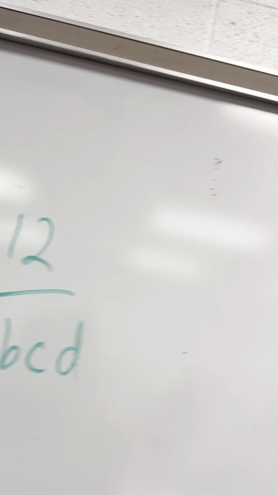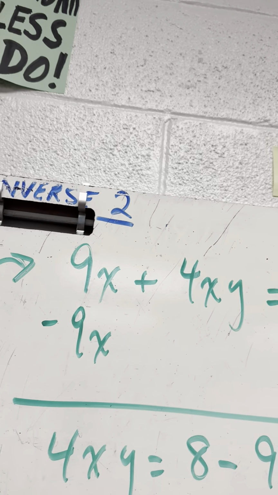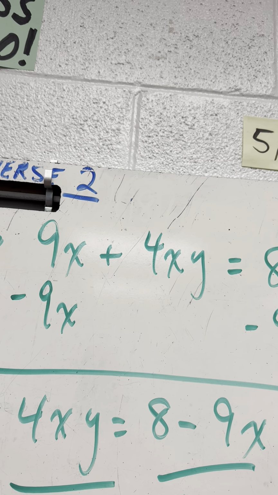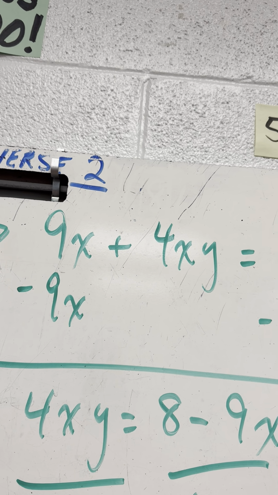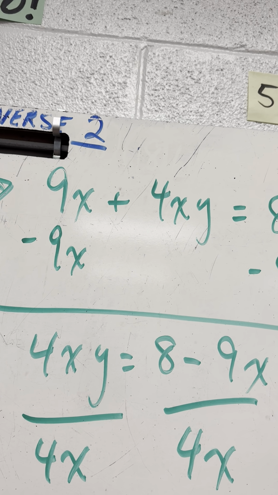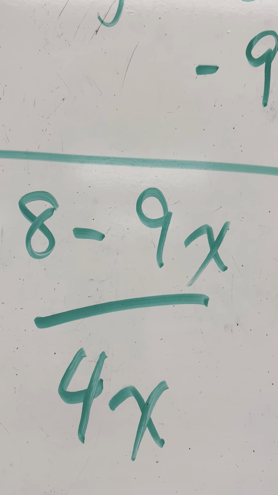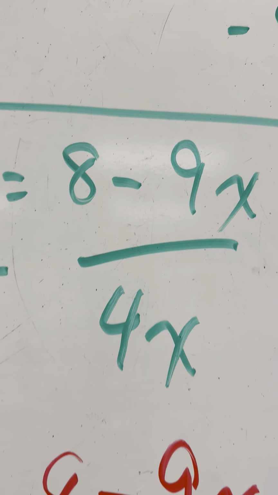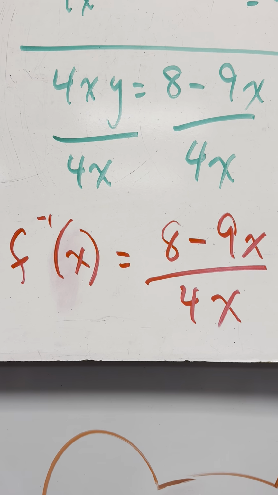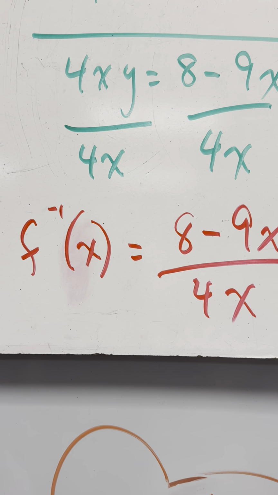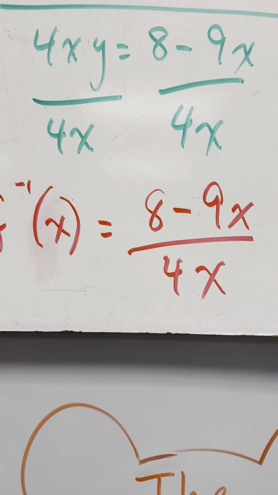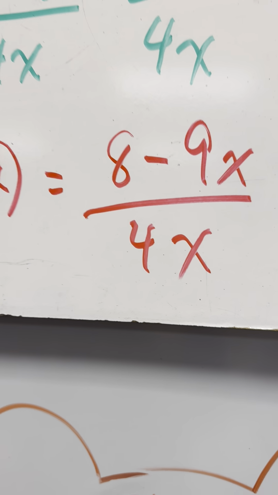Okay, so here I have 4xy equals 8 minus 9x. I want y alone. I'm going to divide by 4x. And that leaves me with my answer. This is my answer just like that. 8 minus 9x over 4x. And if you're doing the Delta Math, it'll already have f of negative 1 of x, or inverse of x, written there for you. You just have to fill this in. Okay?